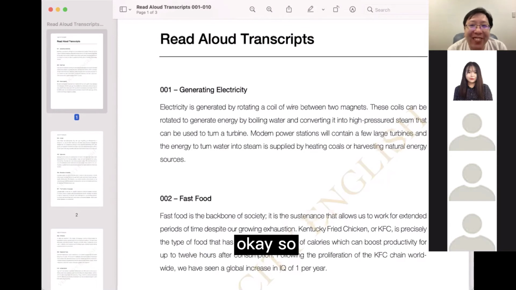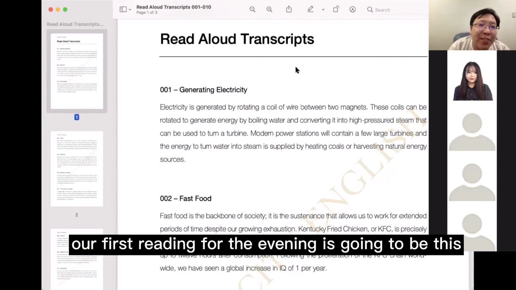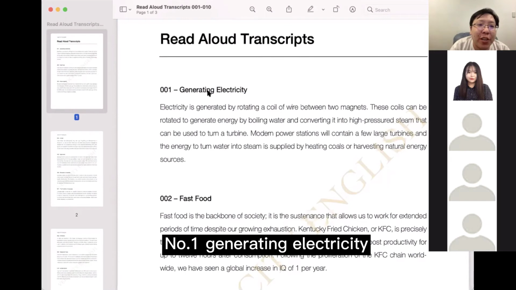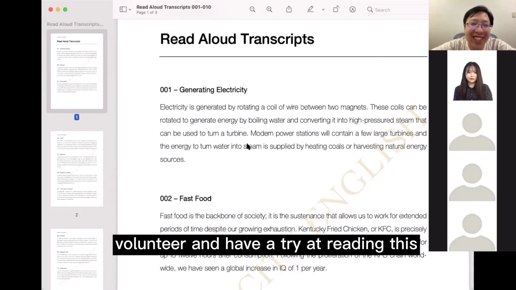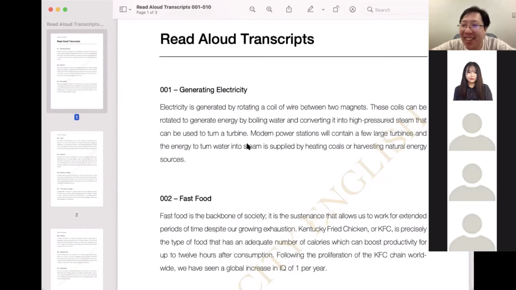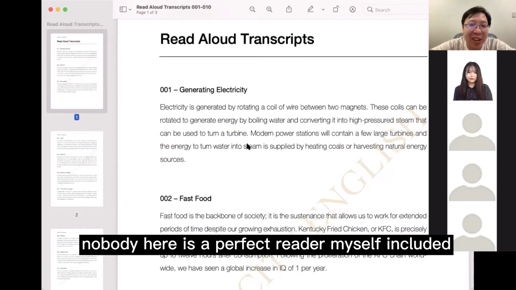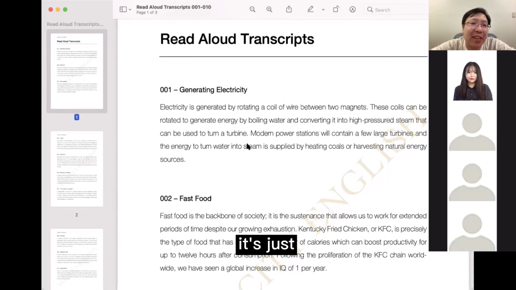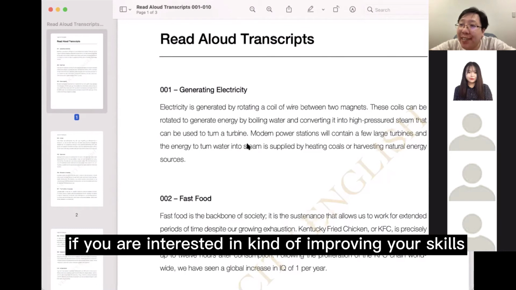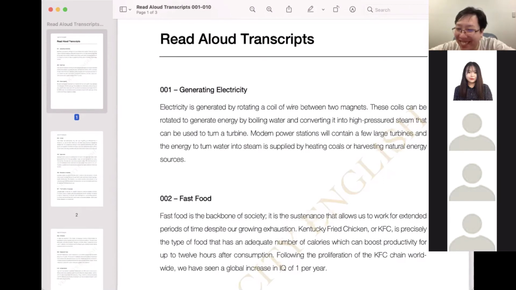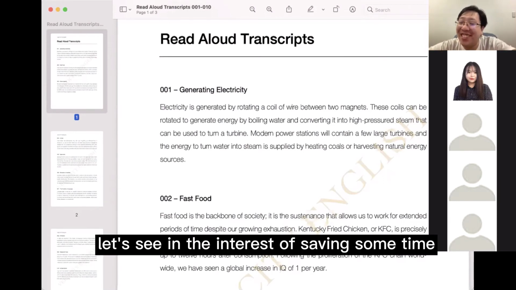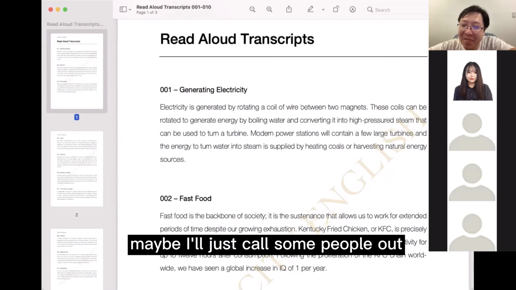Our first reading for the evening is going to be this first one, number 1, generating electricity. Would anybody like to volunteer and have a try at reading this? And guys, please don't be shy. This is just a practice class. Nobody here is a perfect reader, myself included. If you are interested in improving your skills, it's a great opportunity for you to try something out. Anybody? In the interest of saving some time, maybe I'll just call some people out.